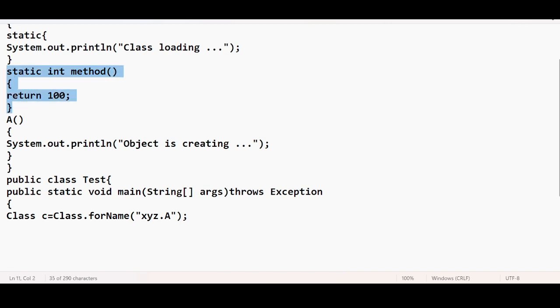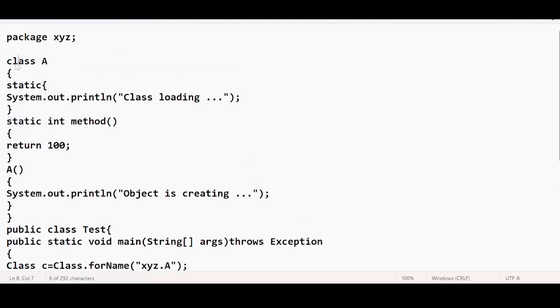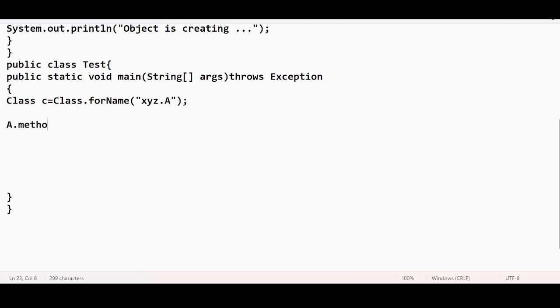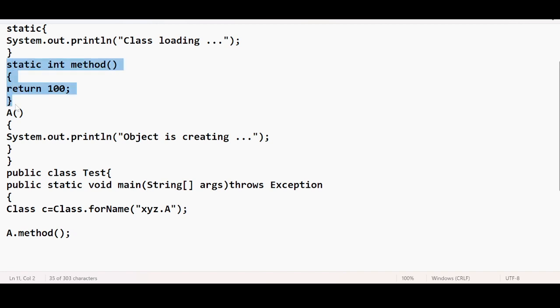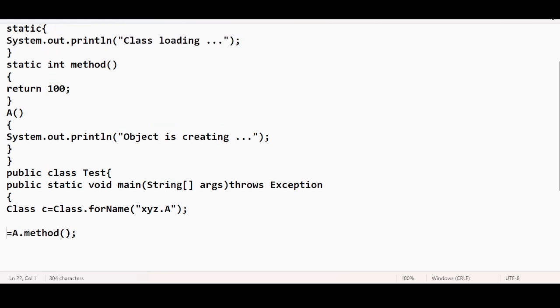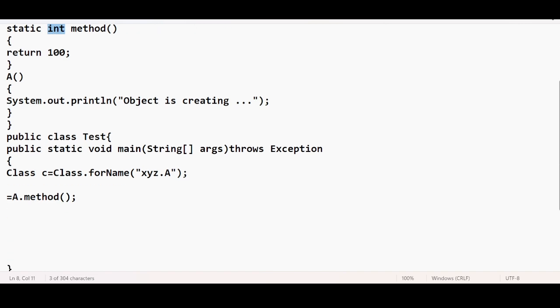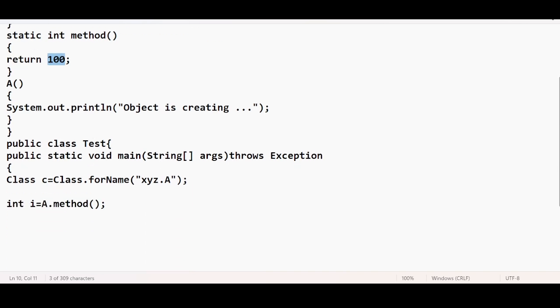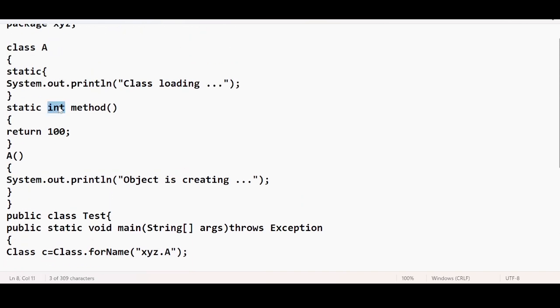In order to call this method, what is an approach that I can follow? This is a static method, so I will be using what? The class name A dot method name. When I do this, this method will be called, but I need to store the return value here. To that you will assign the value with respect to the data type. You can keep the variable name as anything. The moment you call this method, it is going to return 100. This 100 needs to be stored in a variable. So you use I, and the data type is integer. Why integer? Because it is integer type.